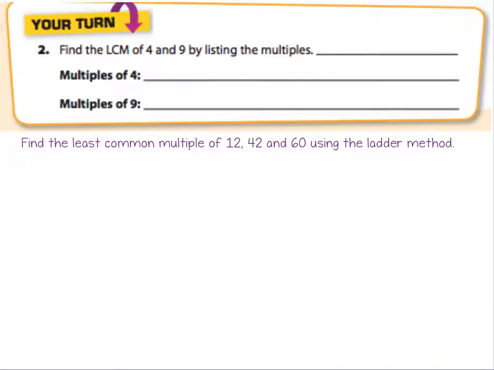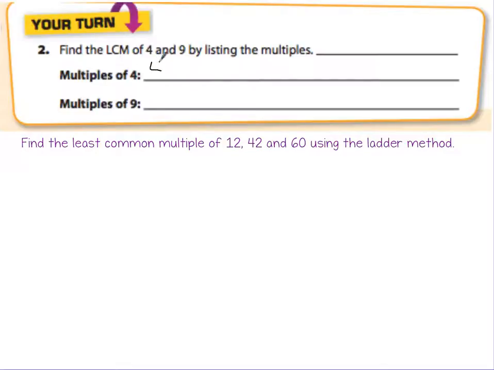All right, so moving right along, we're going to go ahead and use two methods to find the LCM. We're going to list the multiples, and we're going to use the ladder method. With listing the multiples, again, just like with common factors, it's easy to miss or put down an incorrect multiple. So we have to be careful.